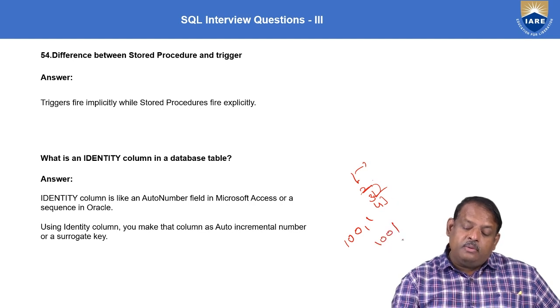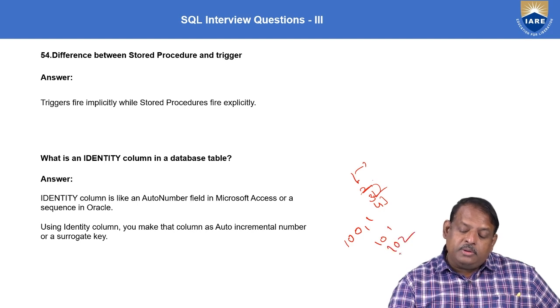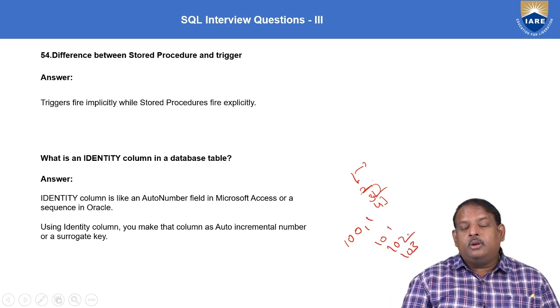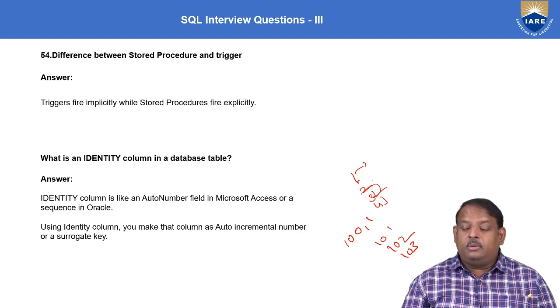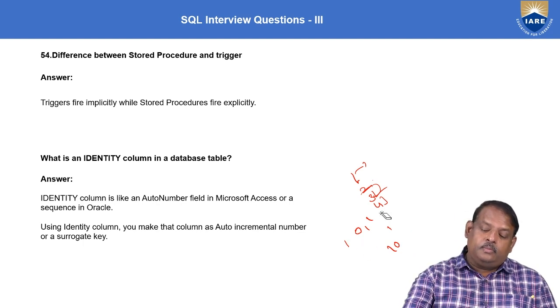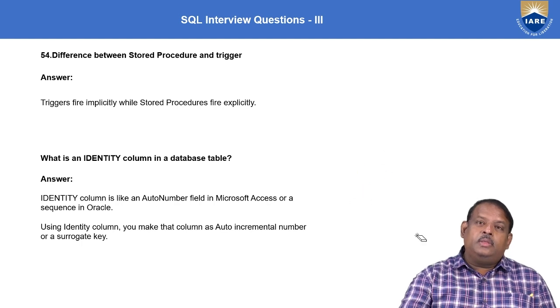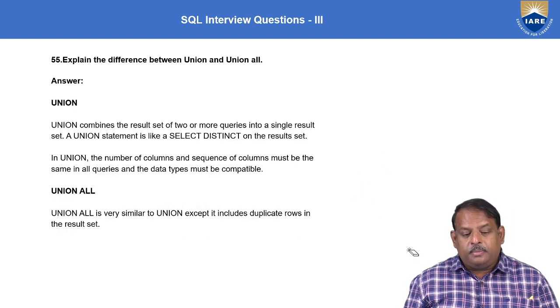My second record will be 101. My second record will be similarly 103. So auto increment takes two arguments: the starting position where you want to start, and also how much to increment, as in the identity column.